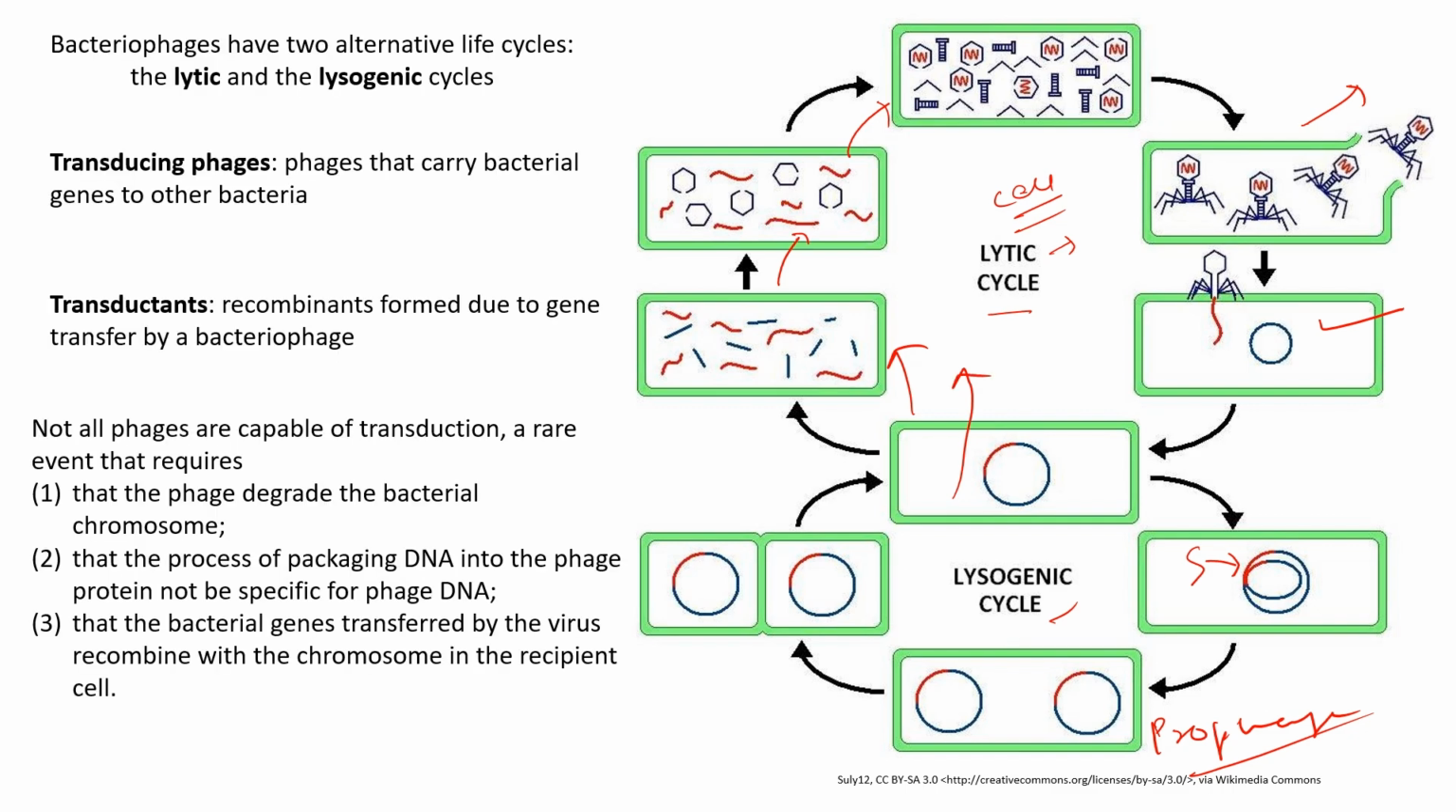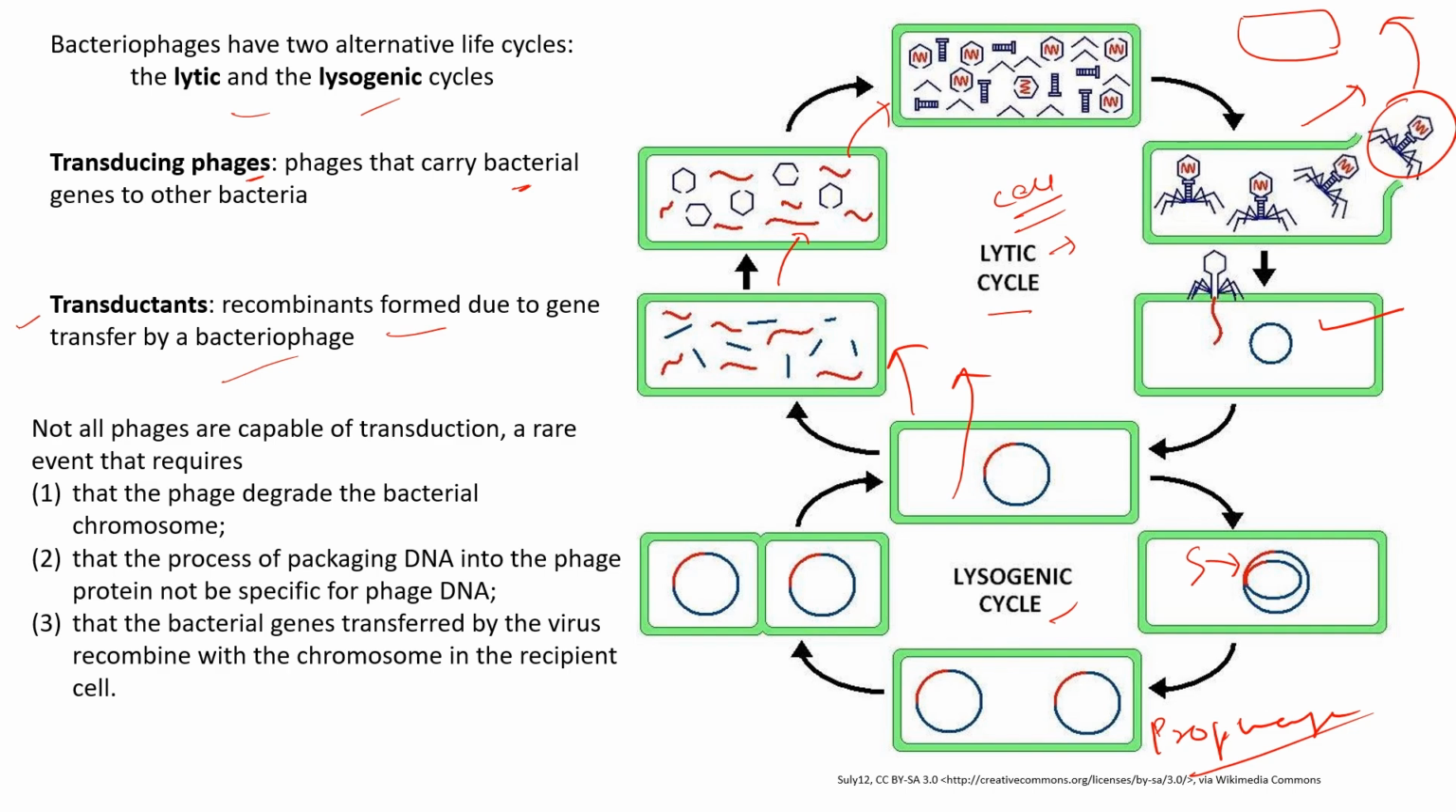So the bacteriophage has two alternative life cycles, lytic and lysogenic. Lytic means when it kills the bacterial cell. Lysogenic means when it remains inside the bacterial cell. Now, a transducing phage means the phage that carries the bacterial DNA to other bacteria. For example, if this is the phage that packed the bacterial DNA instead of its own DNA, and this bacteriophage infects the second bacteria, we will call it a transducing phage. Transductant means the recombinants formed due to gene transfer by the bacteriophage. That means when this bacteriophage attacks the second bacteria, the second bacteria is known as the transductant.